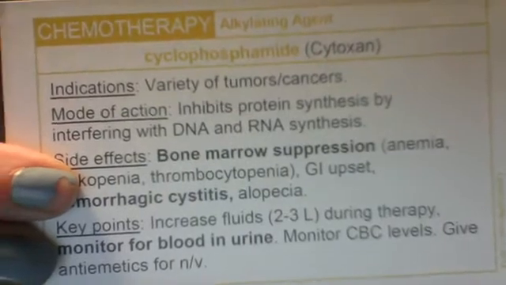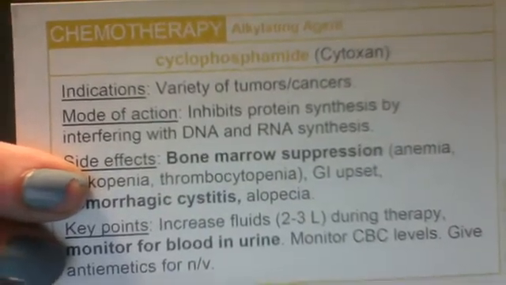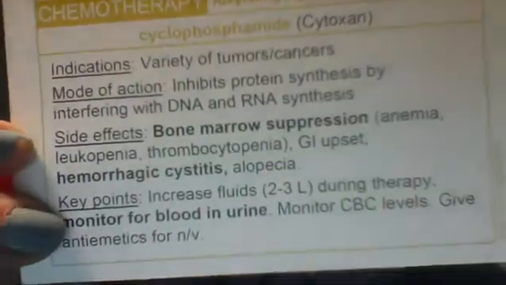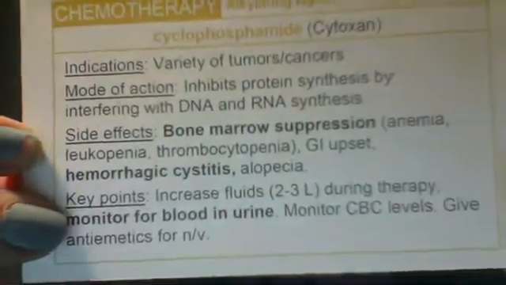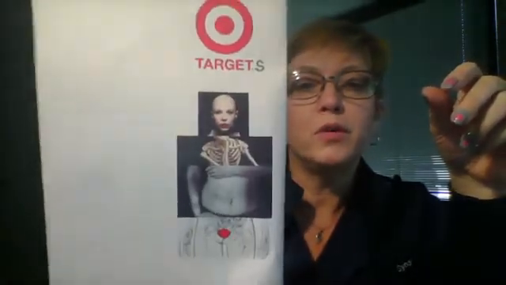So it works on the S phase of our cell synthesis, and it causes bone marrow suppression, GI upset, hemorrhagic cystitis, and alopecia. So I have a little picture to help you remember that. So cyclophosphamide targets, and here's our totem pole person. So cyclophosphamide targets our hair cells, our bone cells, our GI tract, and then our bladder. So you can see we have alopecia, bone marrow suppression, GI upset, and hemorrhagic cystitis.